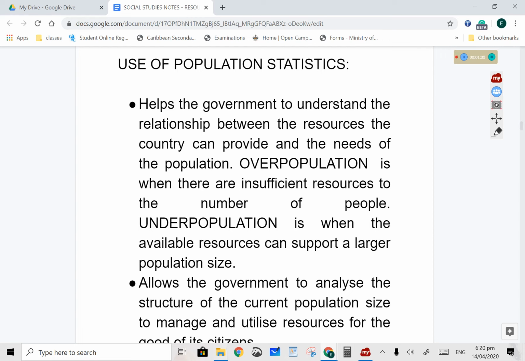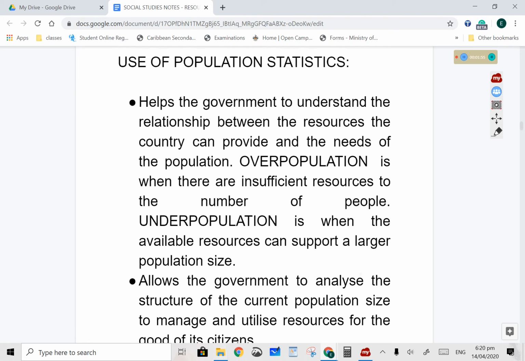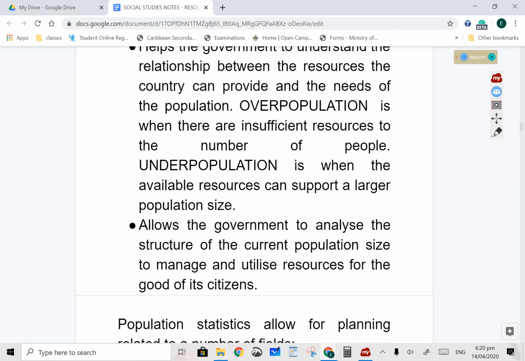If the government would need to build more schools, more health facilities, other infrastructure like roads, provide light, water, etc. for different communities based on the population growth, right? So overpopulation is when you have insufficient resources.